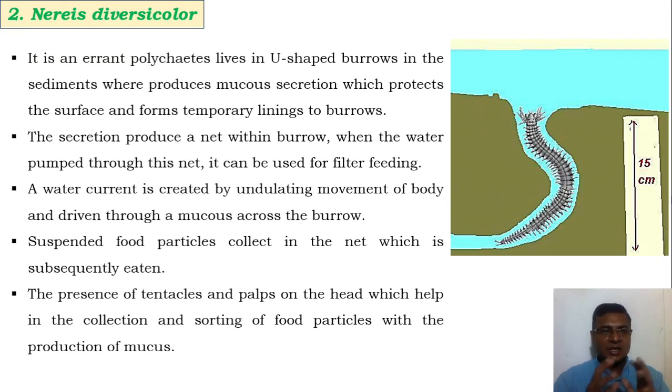Here, Nereis diversicolor is an errant polychaete that especially lives in U-shaped burrows in the sediments, where it produces mucus secretion. That mucus secretion protects the surface and also forms the temporary lining of the burrows, which is observed in this diagram. The secretion produces a net within the burrow here.